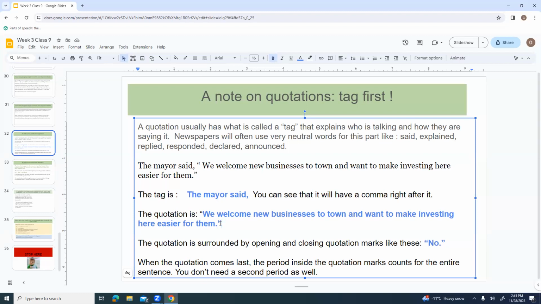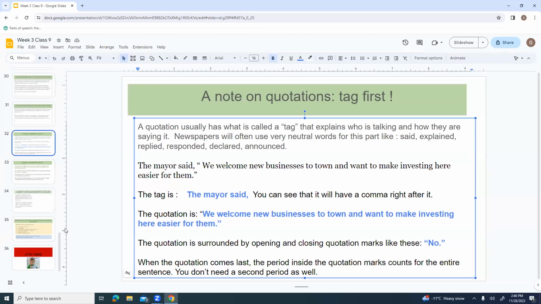When the quotation comes last, the period inside the quotation mark counts for the entire sentence. You don't need to write a second period. Like I wouldn't need to do another period here, right? I've already got that period. It counts for both. If for some reason I had a different quotation, like an exclamation or a question mark, I could then put a period there if I wanted to. We'll talk more about that.